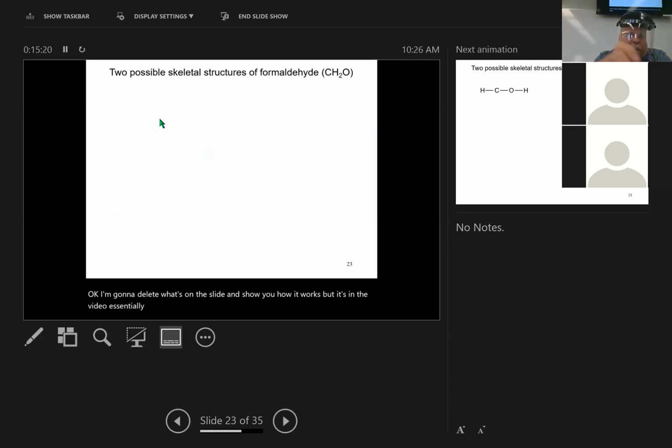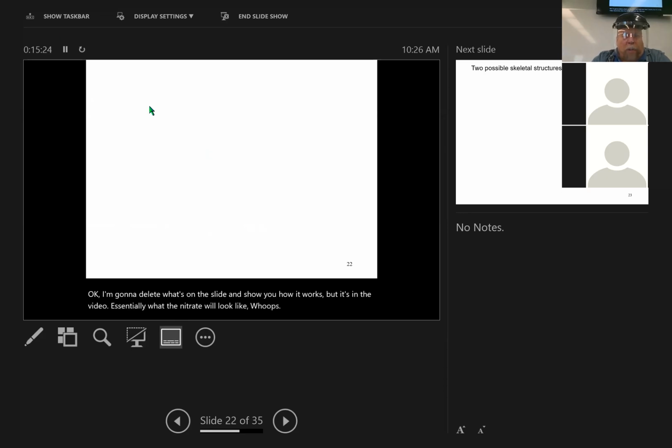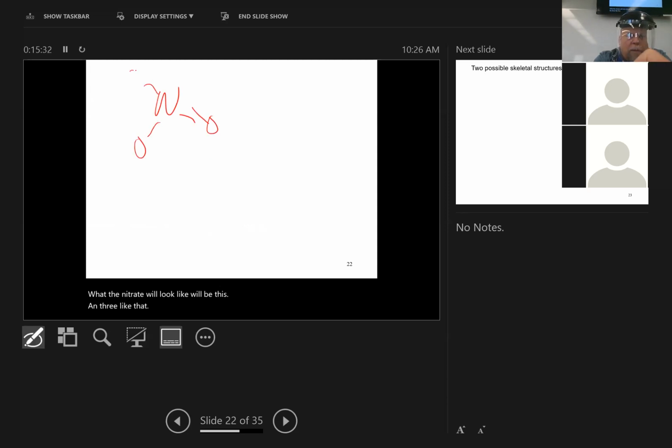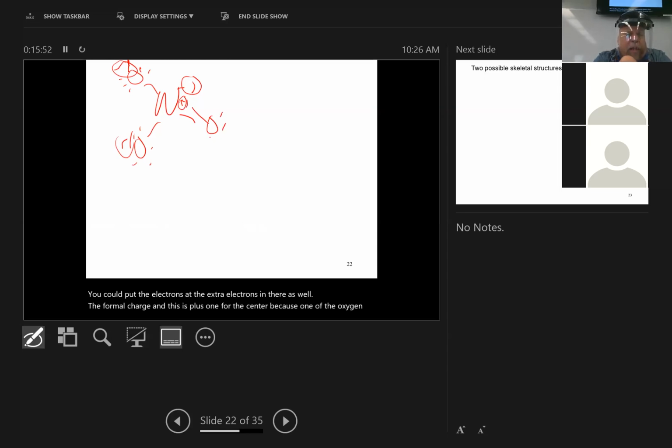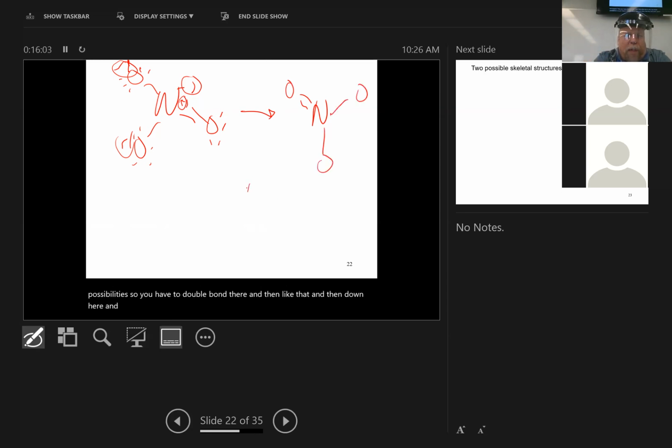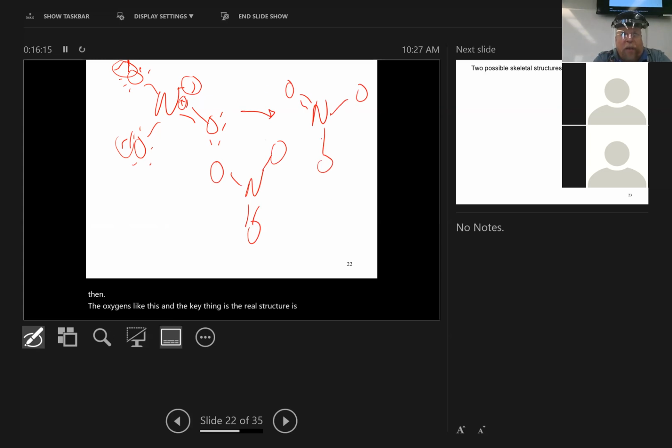Essentially, what the nitrate will look like will be this, NO3, like that. This is a formal charge of +1, this is -1, and this is -1 for the formal charge. You can put the extra electrons in there as well. The formal charge in this is +1 for the center because one of the oxygens borrowed it. Then you have the electron pair over there, but this also has 3 possibilities. So you have the double bond there, and then like that, and then down here. And then the other one would be nitrogen with a double bond down here, and then the oxygens like this. And the key thing is the real structure is where this double bond is shifting all around it.